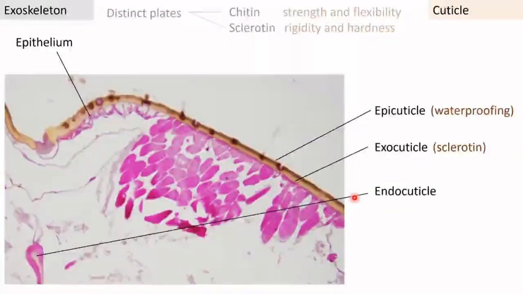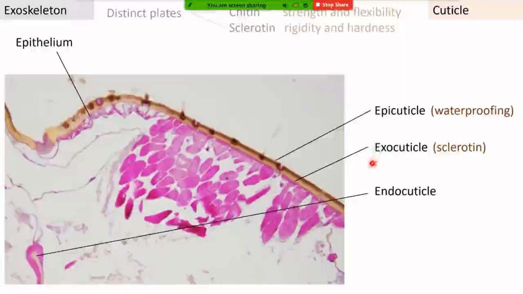So let's start with the exoskeleton. Again, the exoskeleton has multiple layers, and the very top one is the epicuticle, which is this dark brown colored material that overlays the exoskeleton, and it is responsible for waterproofing all of the cavities of the honeybee. Right under the epicuticle is the procuticle, which is composed of 2 layers, the exocuticle and the endocuticle.